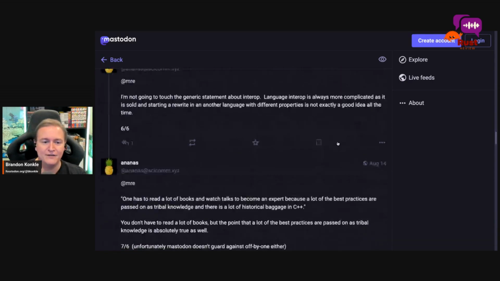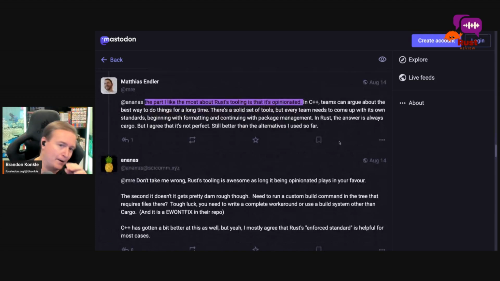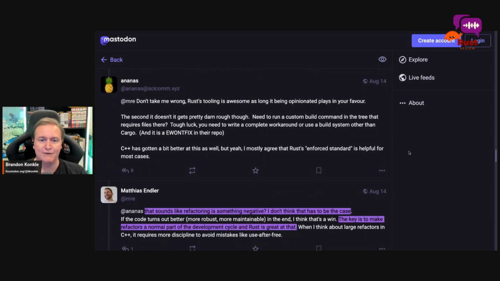Check out the thread for the full details. There's some good discussion here. Matthias responds saying that the part he likes most about Rust's tooling is that it's opinionated. Decisions are made. Like I was saying earlier, in C++, teams can argue about the best way to do things for a long time. And Rust provides everything you need up front and gives you the one right way to do it. That's one thing that I always liked about Python's perspective.